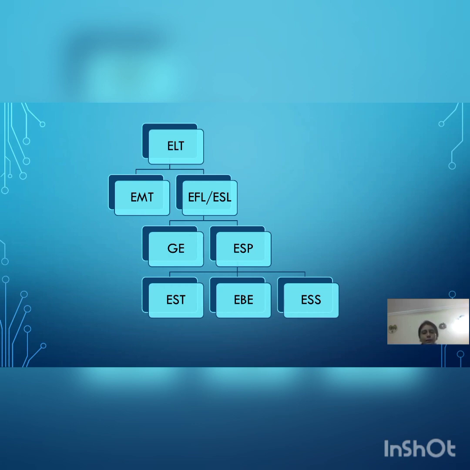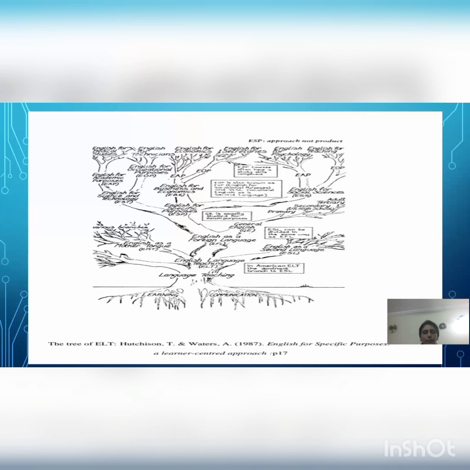Now here you can see this tree by Hutchinson and Walter. In 1987 they developed this tree: English for learning and communication, that is the language, and then you come to language teaching. Here you can see English language ELT, and I have already told you that ELT is further divided into two, EMT, English as a mother tongue, and ESL and EFL, English as a foreign language and English as a second language.